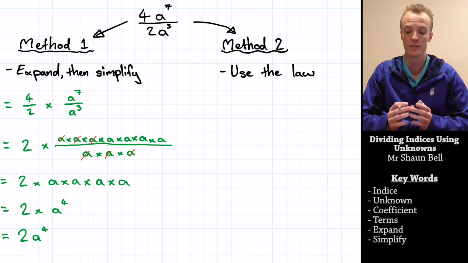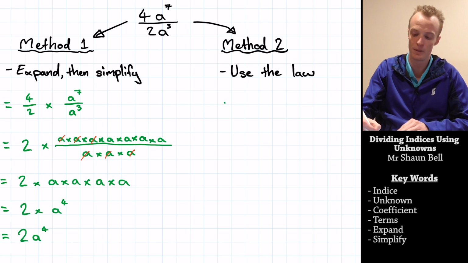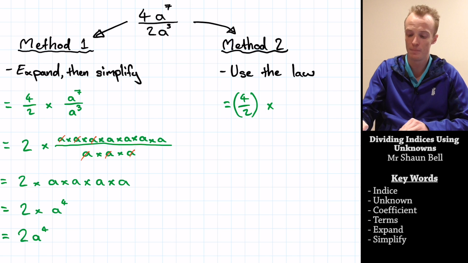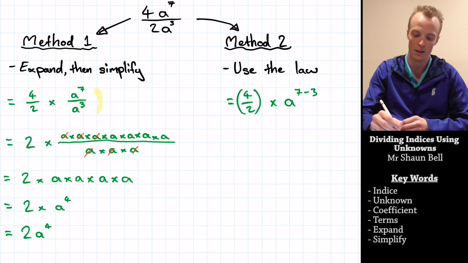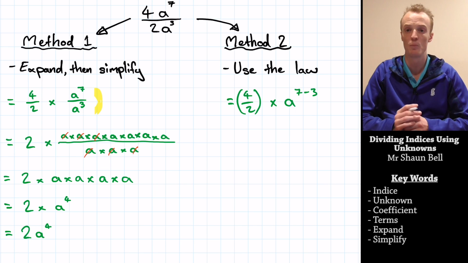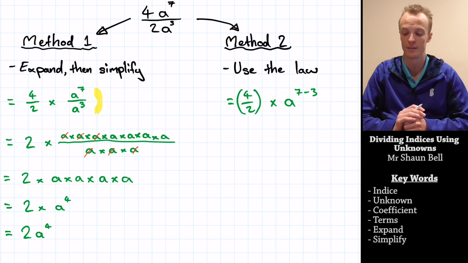Well, because the coefficients are multiplying everything on the top and bottom line, we need to do that separately. So this is going to be equal to 4 divided by 2 as its own problem, multiplied by a to the power of 7 take 3. Now as you can see on the left here, because the bases were the same, what I've actually done is kept the base the same but subtracted the exponents.